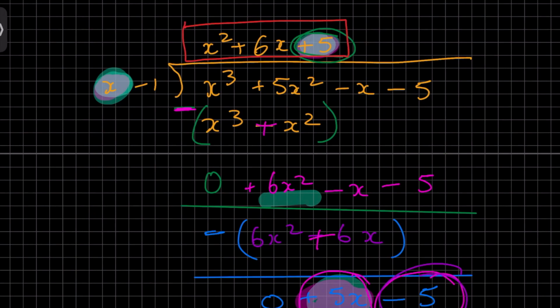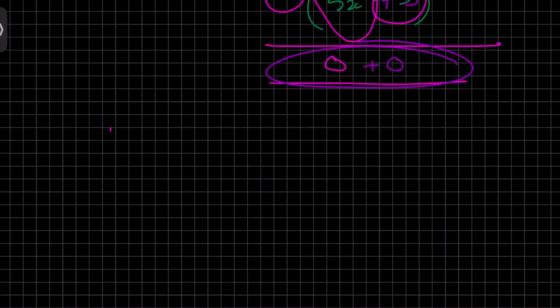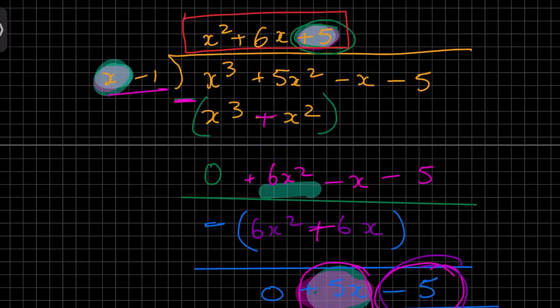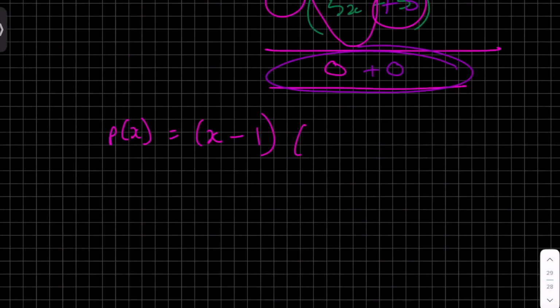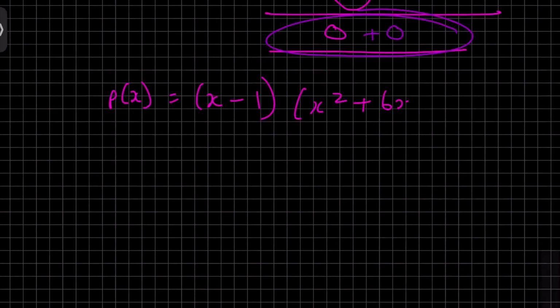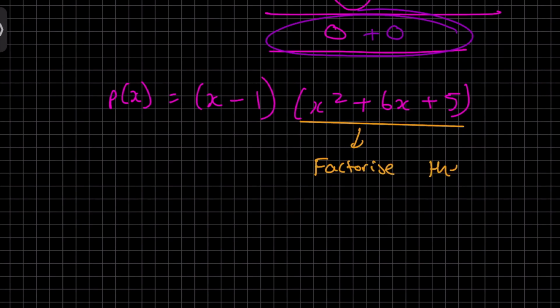Okay, now we can rewrite p of x in our partially factorized form. In step number 1, through substitution, we determined that x minus 1 would be a factor. So x minus 1 was a factor, and now we know what our quadratic factor is. So that is x to the power of 2 plus 6x plus 5. Alrighty, now last step would be now to factorize the quadratic. This is our last step. Now we factorize the quadratic.